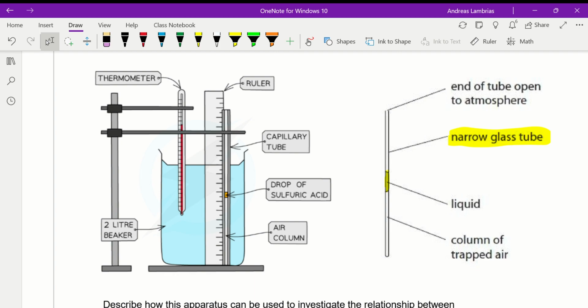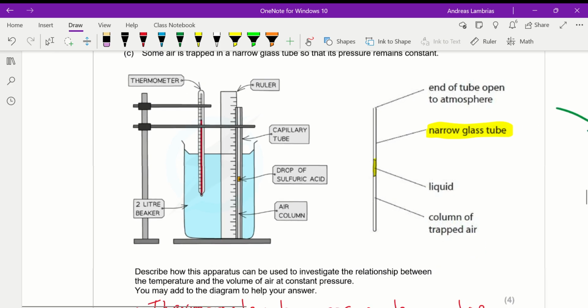Now, I can do this in two different ways. I can use room temperature water and then use a heater to heat the water up. Therefore, the temperature will change, and I will see changes in the length of that column of air as the drop of the oil or the acid or whatever will start moving up or down. Or I can start with hot water and allow the hot water to cool down, and then I'll get changes in the length of the air column. The whole idea here is to get multiple measurements. So for different temperatures, I will have different lengths.